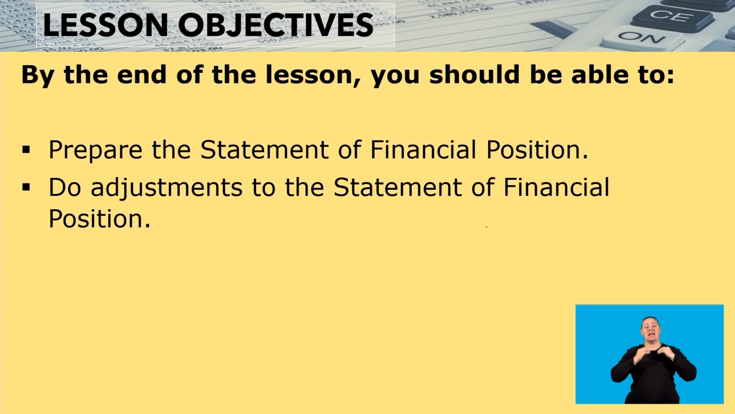Here are today's lesson objectives. By the end of the lesson, you should be able to prepare the statement of financial position. You should also be able to do adjustments to the statement of financial position. That is, when you are given a pre-adjustment trial balance, you should be able to see how adjustments affect that pre-adjustment trial balance for you to be able to prepare the statement of financial position correctly.